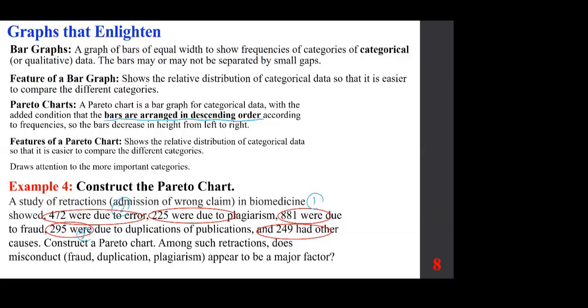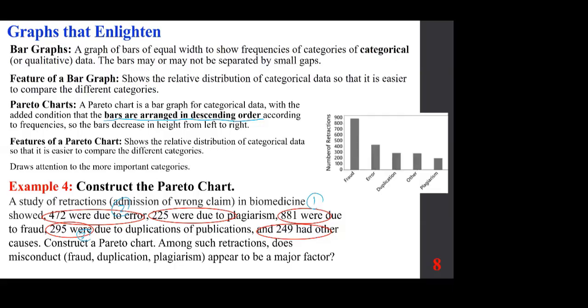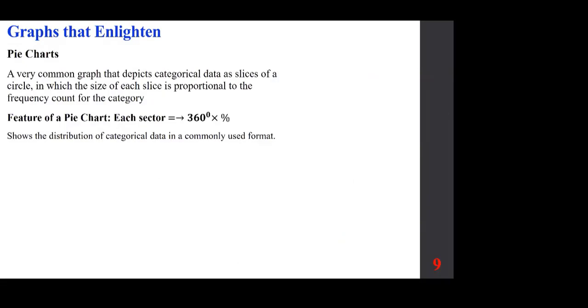Okay, so everybody gets the picture. So that would be the horizontal axis. What is the vertical axis? Those numbers. And that's what we get. And I don't think one needs much to understand the situation. And clearly, when it says among such retractions, does misconduct appear to be a major factor? Obviously.